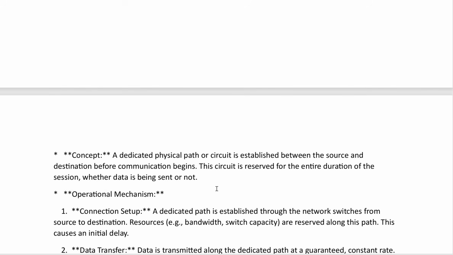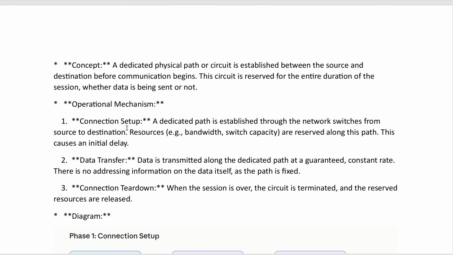Now, the operational mechanism behind circuit switching. The first step is the connection setup. In connection setup, a dedicated path is established through the network switches from source to destination. Resources like bandwidth or switch capacity are reserved along this path. This causes an initial delay.